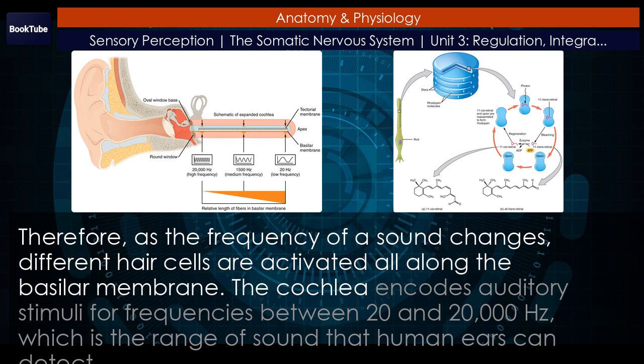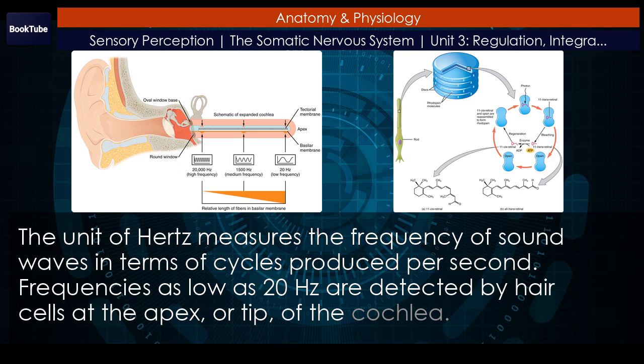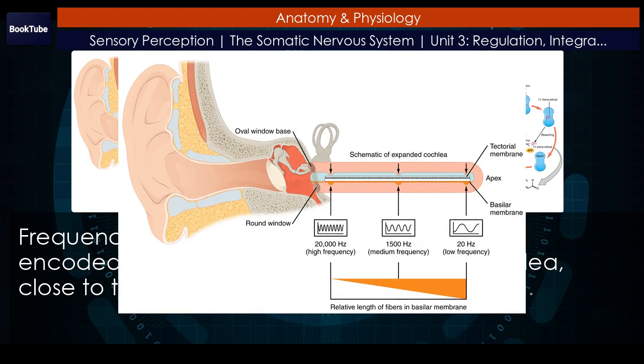The cochlea encodes auditory stimuli for frequencies between 20 and 20,000 Hz, which is the range of sound that human ears can detect. The unit of Hertz measures the frequency of sound waves in terms of cycles produced per second. Frequencies as low as 20 Hz are detected by hair cells at the apex, or tip, of the cochlea. Frequencies in the higher ranges of 20 kHz are encoded by hair cells at the base of the cochlea, close to the round and oval windows.